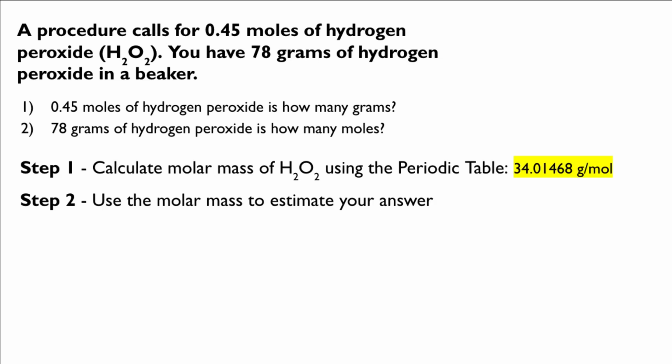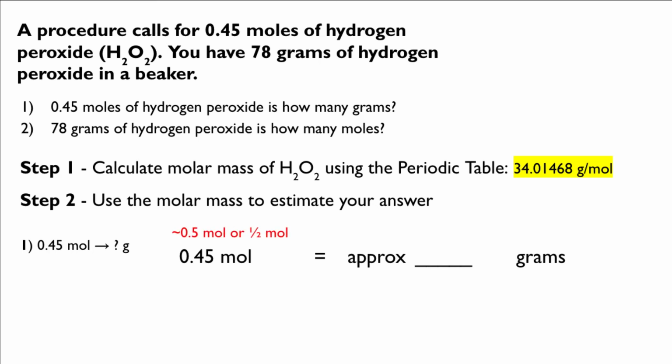So now that I have my molar mass, I'm going to use that molar mass to estimate my answers. So if I have 0.45 moles, about how many grams do I estimate that would be? Watch what I'm going to do here to estimate. I'm going to say, okay, 0.45 is kind of close to 0.5, right? Half. And that's a much easier number to make estimations with.